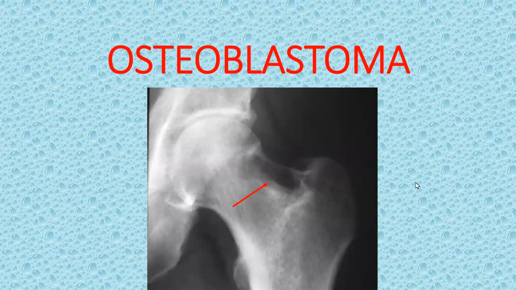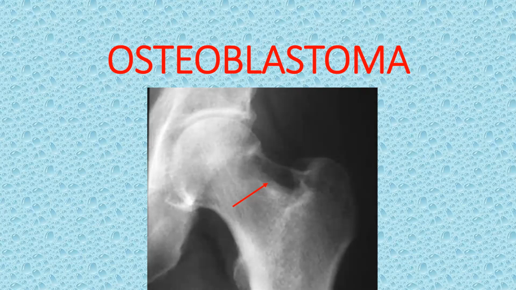But most of these lesions occur in the spine. It is larger than an osteoma, meaning that osteoblastomas are more than 1.5 centimeters in diameter. Another difference is that they don't have so much pain. They have a dull ache, while in osteoma, the pain is severe and it occurs mainly at night. It wakes up the patient from sleep. Osteoblastoma does not wake up the patient from sleep. They have a dull ache.